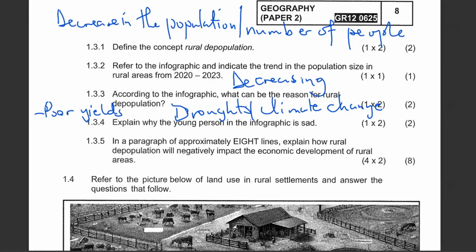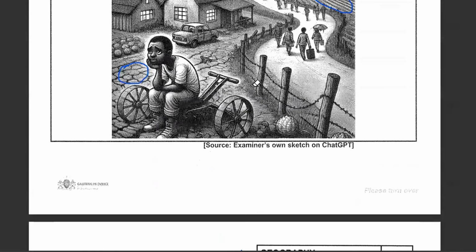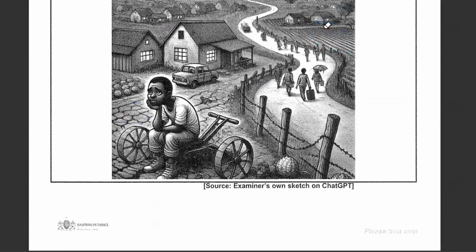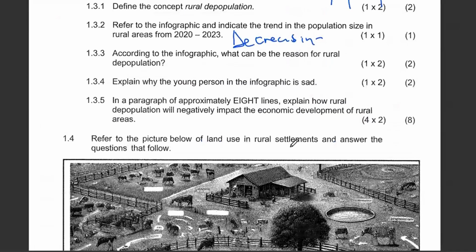Explain why the young person in the infographic is looking sad. We are analyzing the facial expression of this young man on the illustration on the infographic here. If we can see what is happening to him, you can actually see that things are not going well. He is actually looking very sad. He is not even happy with the situation from the look of things. So explain why the young person in the infographic is sad. What might be causing the sadness in that young boy?